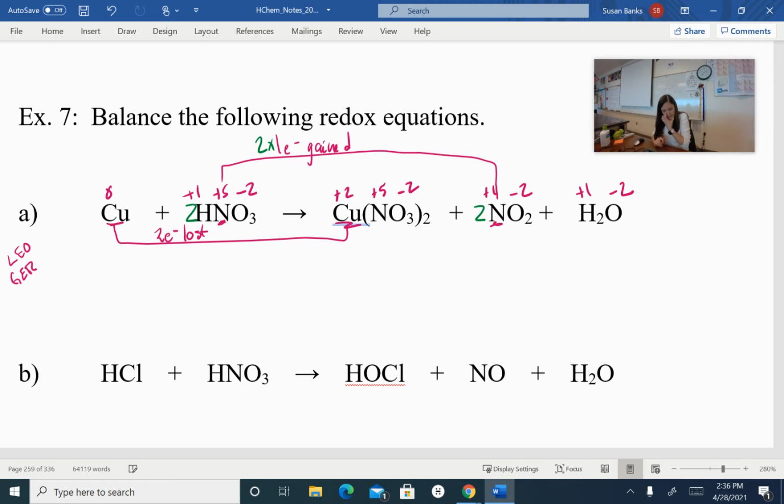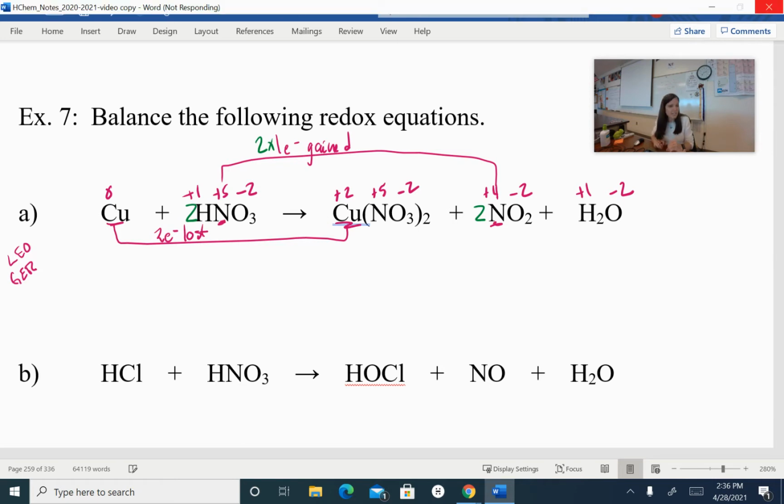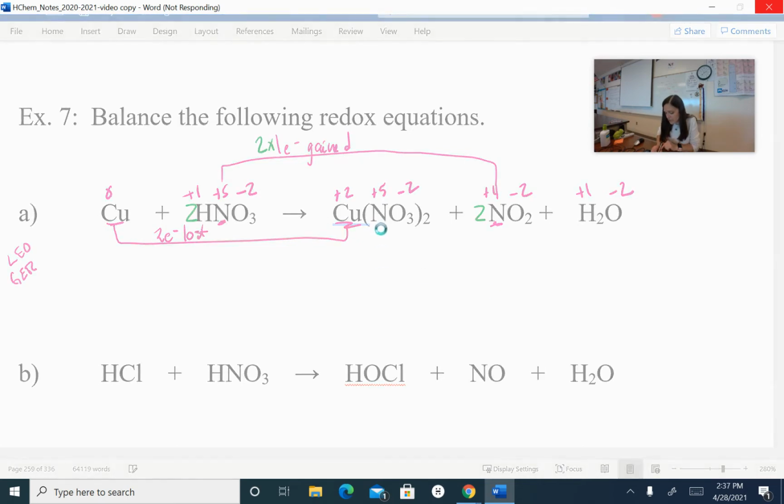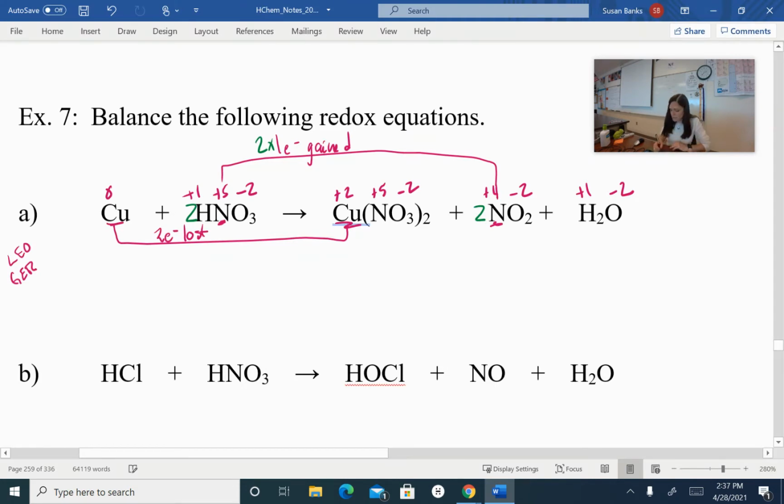Next, I need to balance the non-hydrogen, non-oxygen atoms. And that happens to just be nitrogen. Okay? So here I've already got 2 nitrogens, but I've got 2 nitrogens in this NO3. So I need to give myself 2 more nitrogens. So on my reactant side, this 2 is going to go to a 4. Now my nitrogens are all balanced.